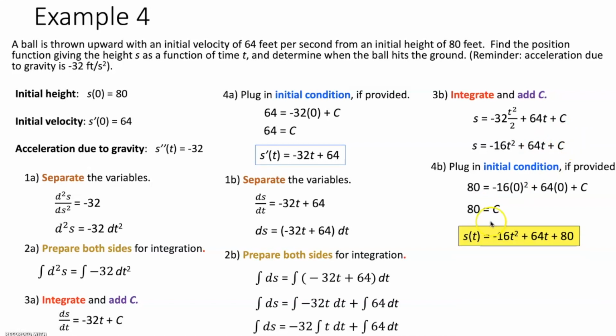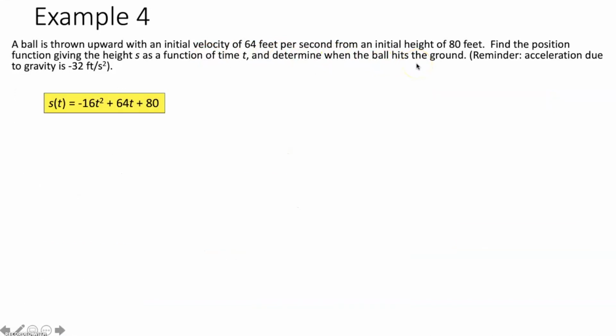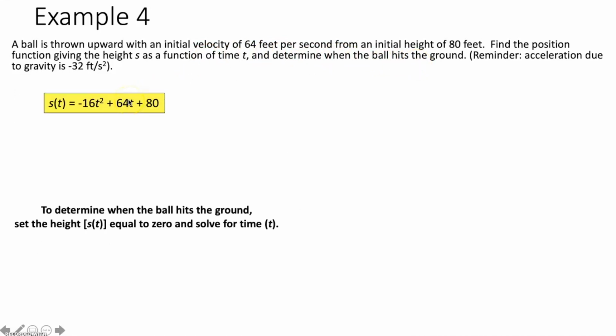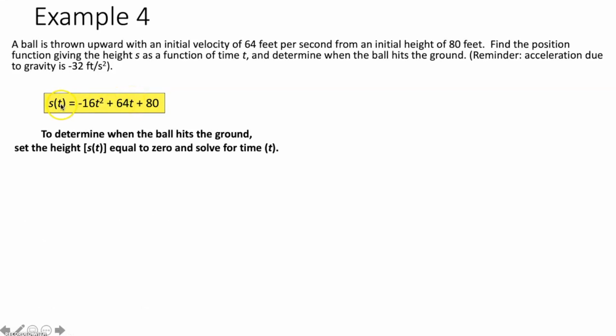But if you recall, that wasn't the only thing it was asking you to find. It also wants you to determine when the ball hits the ground. So to do that, we're going to take this position function and we're going to plug in 0 for the height, because if the height of your ball is 0, that means the ball is hitting the ground. So I take 0, plug it in for s, and now I can solve for t, the time when the ball hits the ground. So how do I solve this for t?